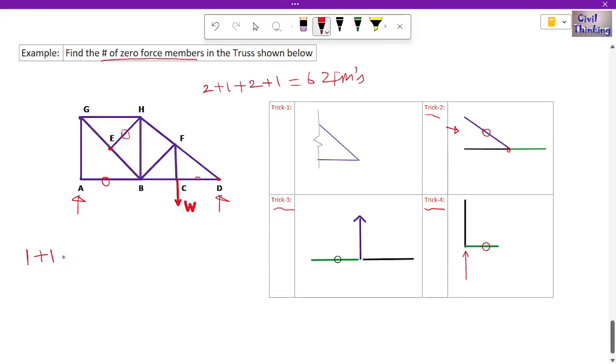Do we have another zero force member? Let us look at this joint F. There is no pattern at joint F. Now let us look at this joint C. This is no more a zero force member. As I can see, we cannot find any other zero force member. So there are two zero force members.